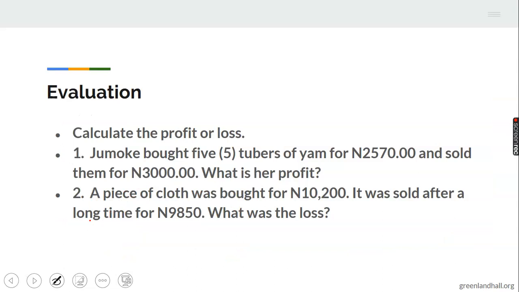Now you have to calculate the profit or the loss. The first one, Jumoke bought 5 tubers of yam for 2,570 naira 0 kobo and sold them for 3,000 naira 0 kobo. What is our profit? Calculate that. Then number 2, a piece of cloth was bought for 10,200 naira. It was sold after a long time for 9,850 naira. What was the loss? So you have to calculate the profit there and the loss there.